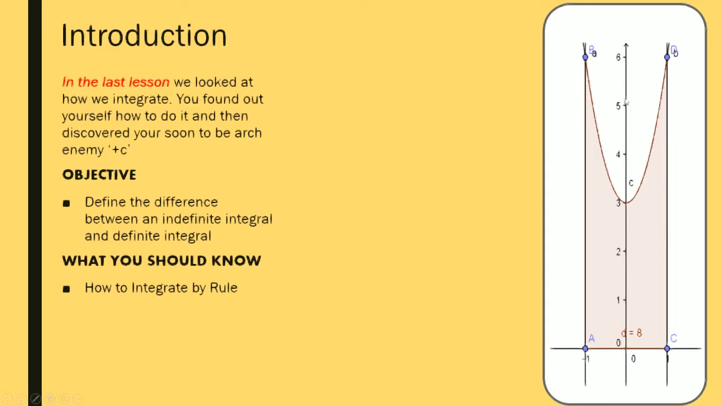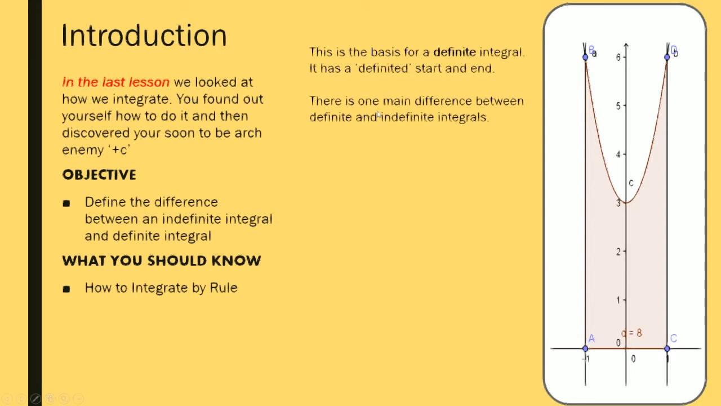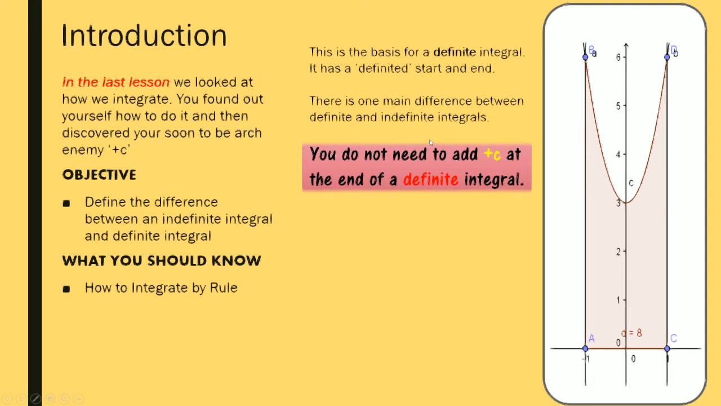So I'm going to blow this up a little bit. I'm going to pick a point here and here, and I'm going to integrate just the bit between there and there, that part of the curve. This is the basis for a definite integral: I'm going to give it a specific start and end point that I can talk about. And this is the one difference between definite and indefinite integrals: you do not need to add a plus c at the end of a definite integral.